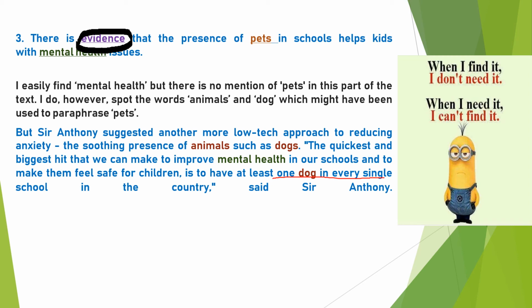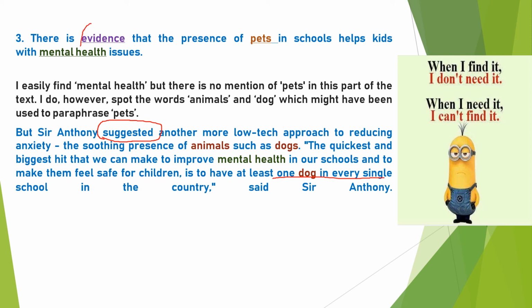The statement says there is proof, a scientifically proven method that shows the presence of pets helps. But what we have in the paragraph is that Sir Anthony suggested another way. He just suggested. He is not saying that it is proven, or that there is some evidence or paperwork or any explanation that this will work. He is not giving us any confidence that this will work. He is just saying that it may work. Suggestion means it may work. I don't know for sure, but maybe this will help in reducing anxiety for children. This is what our paragraph is saying.